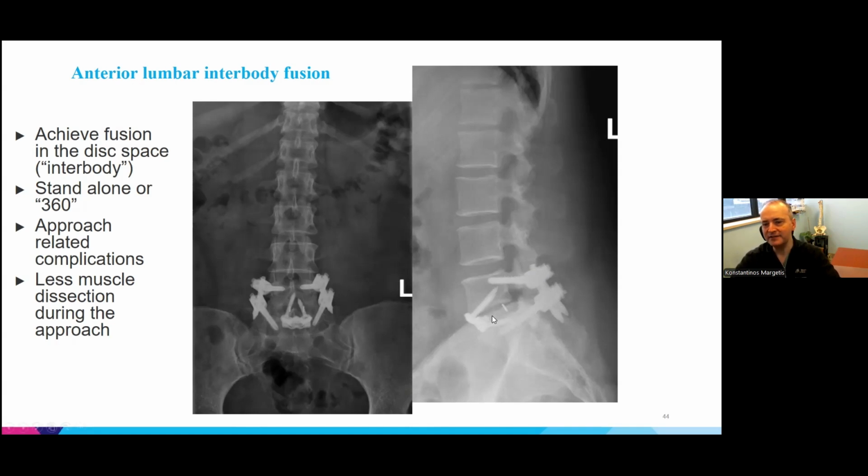There are some advantages and disadvantages with each approach. That's a little bit more technical. In many cases, you can use either approach, and you can have that discussion with the patient and let the patient decide what set of advantages and disadvantages resonates more with them.